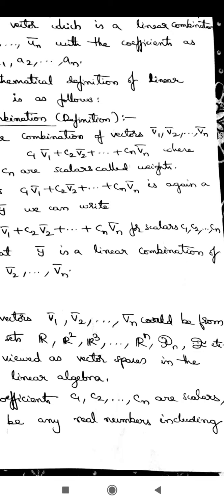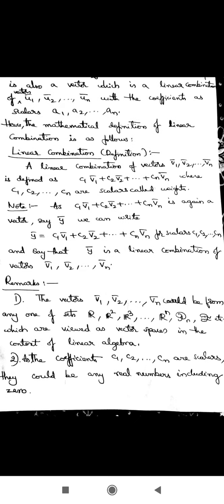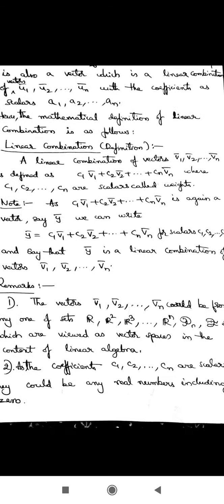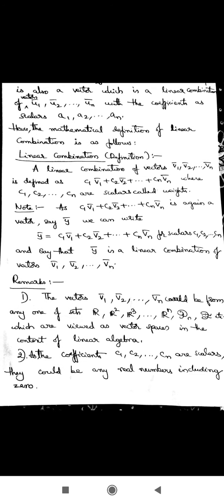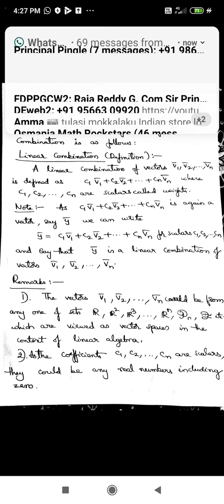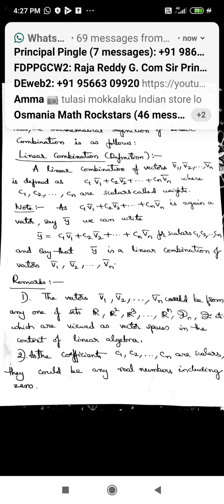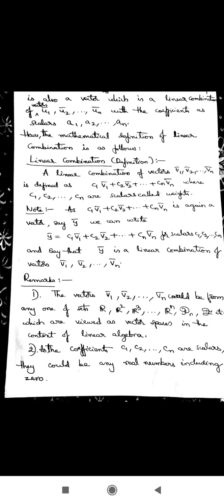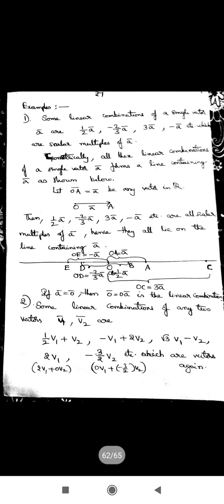From the prerequisites topic 1, I have explained how we can view all these sets as vector spaces. Now, the second remark I want to make is, as the coefficients c1, c2, and so on cn are scalars, they could be any real numbers including 0. So c1, c2, and so on cn, those scalars are real numbers that we know, but those scalars can even take the value 0.